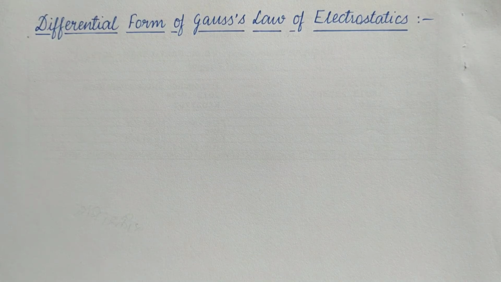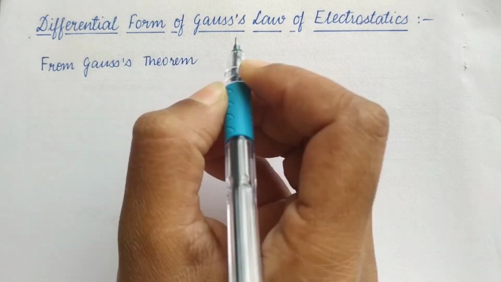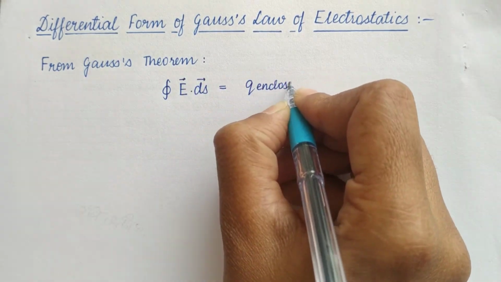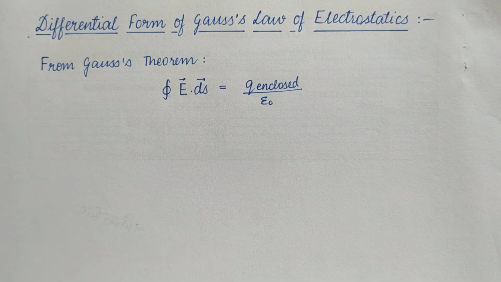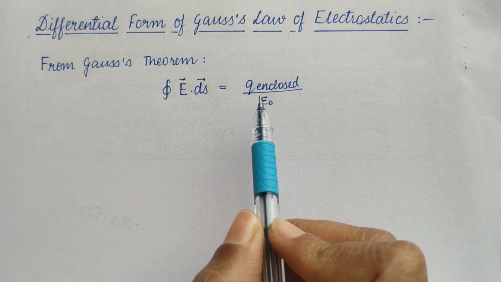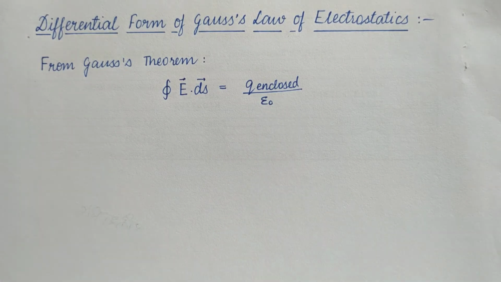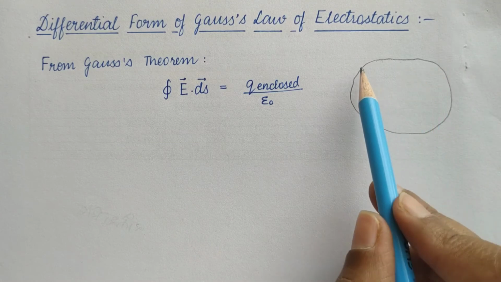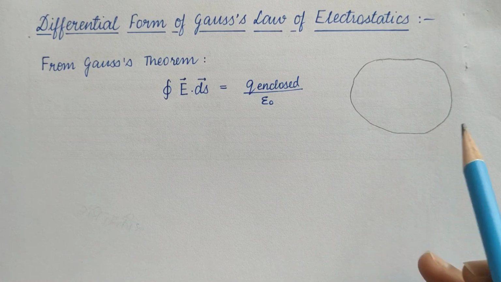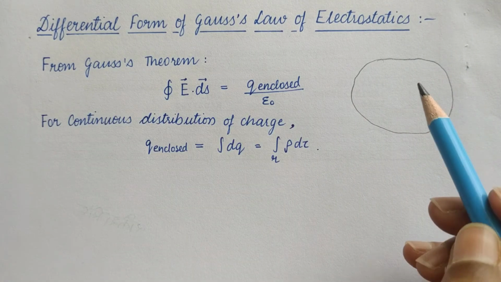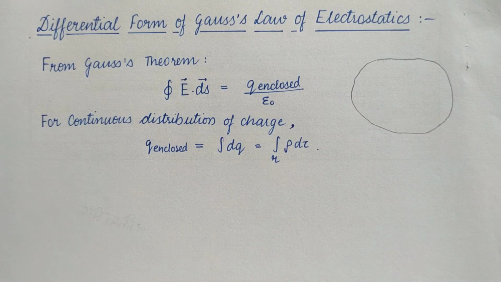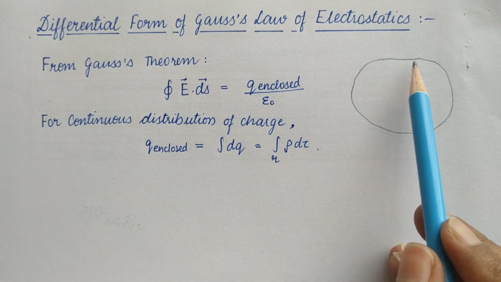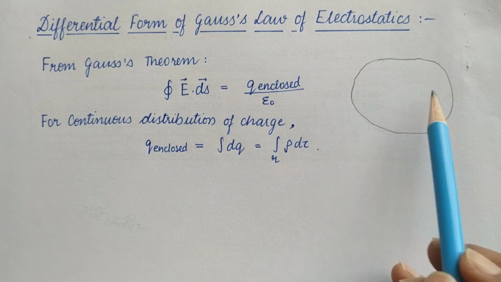So from Gauss theorem, E dot ds is equal to q enclosed upon epsilon naught. So now we are going to take a continuous charge distribution. Suppose we have this Gaussian surface and now the charges are truly spread over this region. So till now we were taking a point charge. Now what are we taking? We are taking many charges which are spread over this region.